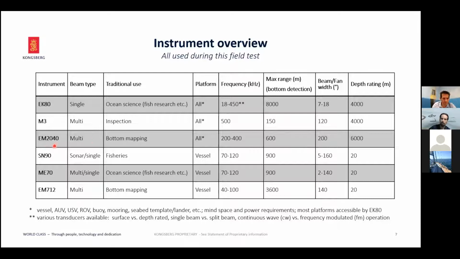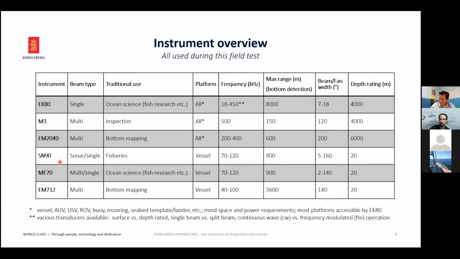The EM2040 is a compact multi-beam system, usually used for bottom mapping, but it also allows for water column measurements. You can achieve measurements from 200 to 400 kilohertz at a 600 meter range. It also has a high depth rating to be installed on ROVs, for example. And the opening angle is extremely wide, such that you can cover a large area.